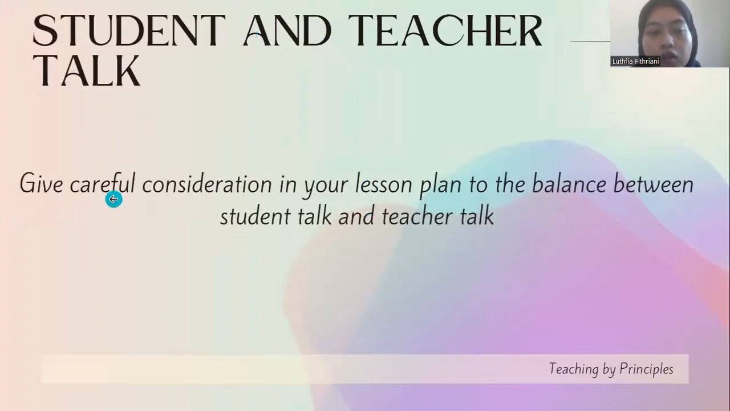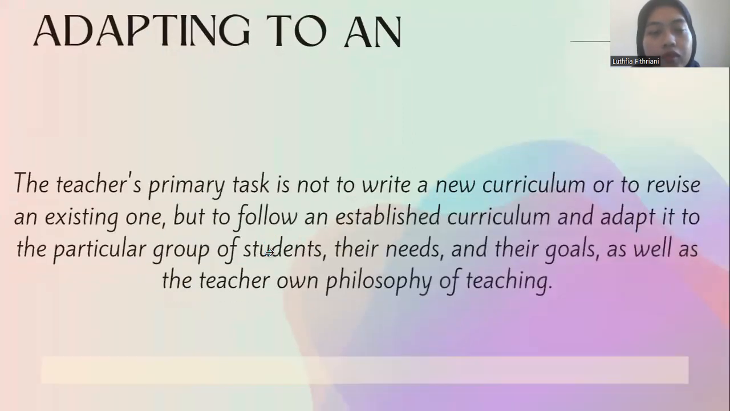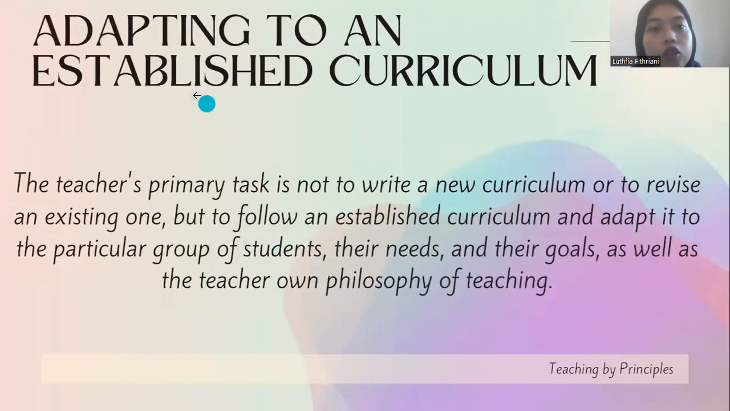Student and teacher talk. Give careful consideration in your lesson plan to the balance between student talk and teacher talk. Objecting to an established curriculum. The teacher's primary task is not to write a new curriculum or to revise an existing one, but to follow an established curriculum and adapt it to a particular group of students, their needs, their goals, as well as the teacher's own philosophy of teaching.